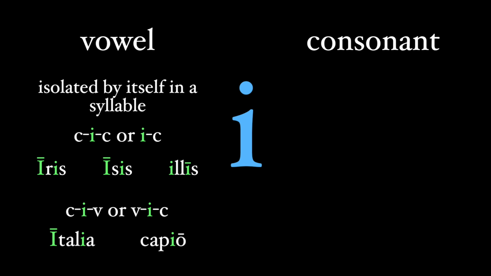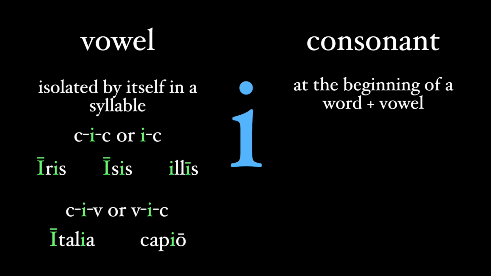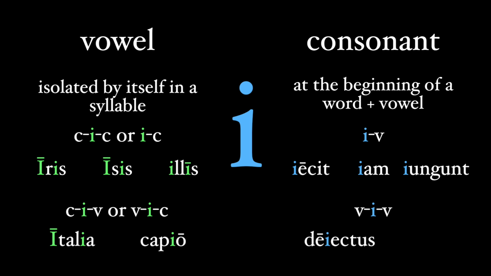But the I is a consonant when it's at the beginning of a word, followed by a vowel, and it's pronounced like the Y in yet, or like the I in onion. Iacit, iam, iungunt. It's also a consonant in the middle of a word when it's in between two vowels, like deiectus, thrown down, or eius, his, her, its.